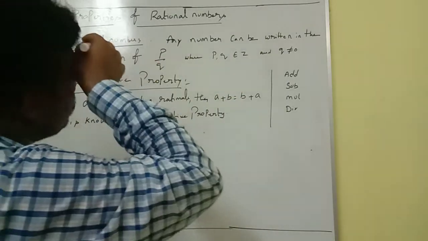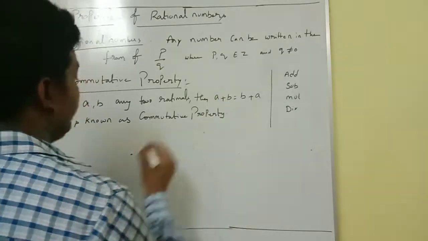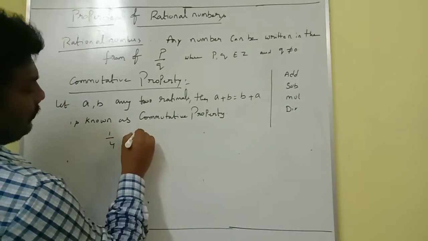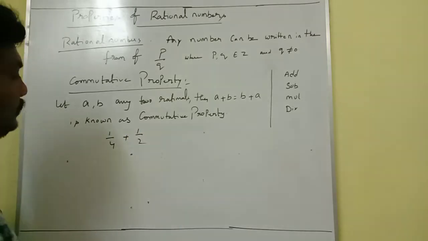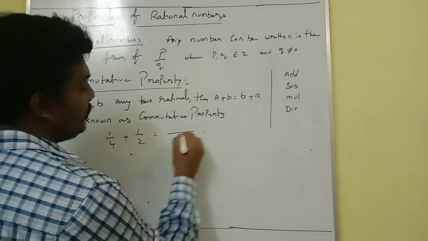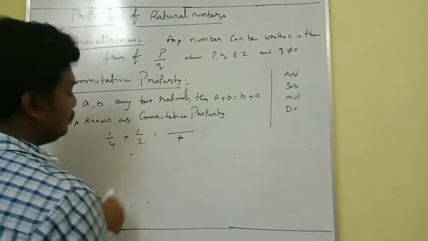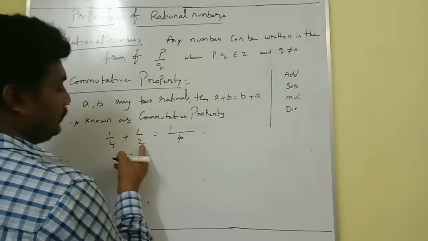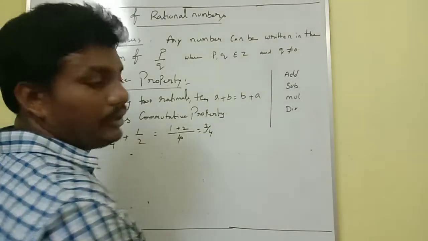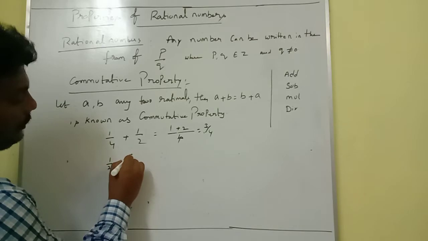Now we can check by taking any two rational numbers. In the place of a and b we can take 1 by 4 plus 1 by 2. What happens? If you take two numbers, what is their addition? For 4 and 2, the LCM we should consider is 4. Next, 4 ones is 1, and 2 times 1 is 2, so that is 3 by 4. Whereas 1 by 2 plus 1 by 4.